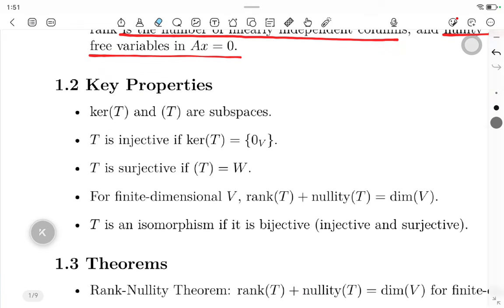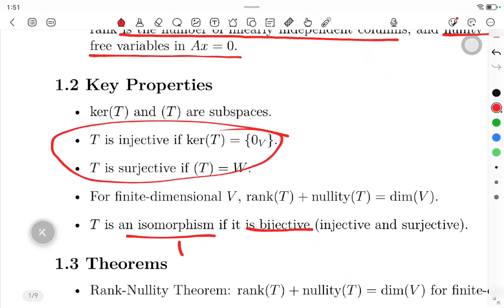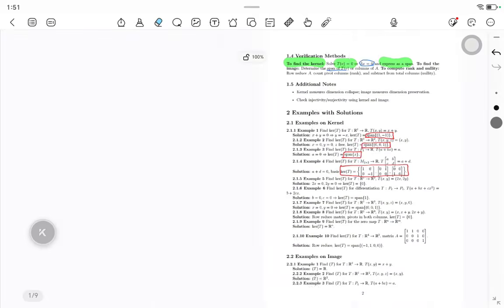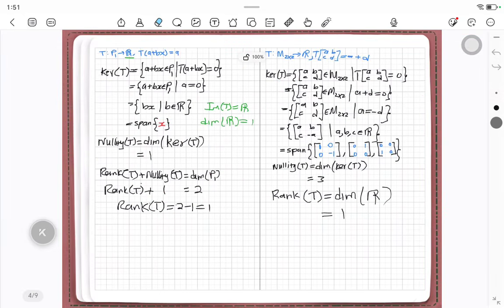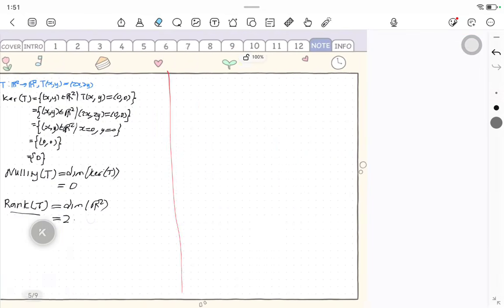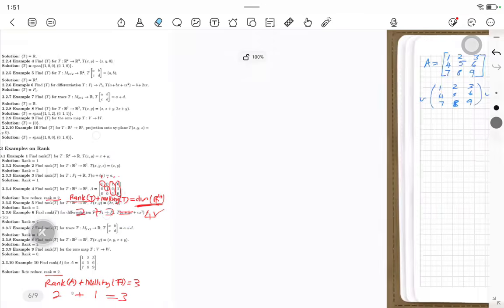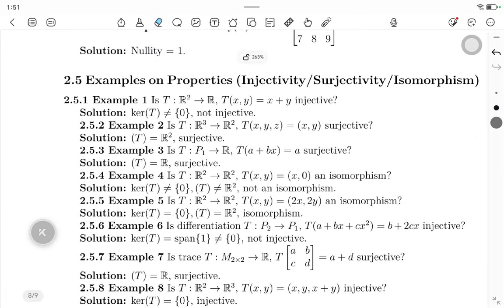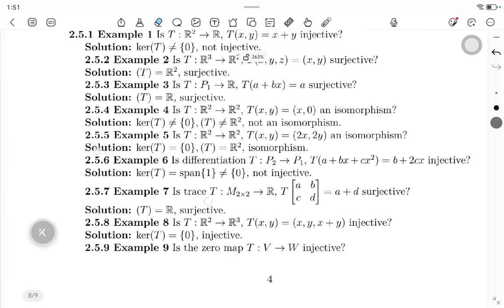And then if T is an isomorphism, it means that it should satisfy a linear map and also should satisfy these two. Then it will be an isomorphism. So these are all here, and you already know how to do them. You just check the kernel, you check the image. If the kernel is 0, you know it's injective. If the kernel is not 0, it is not injective. So these are based on what we've been doing before.